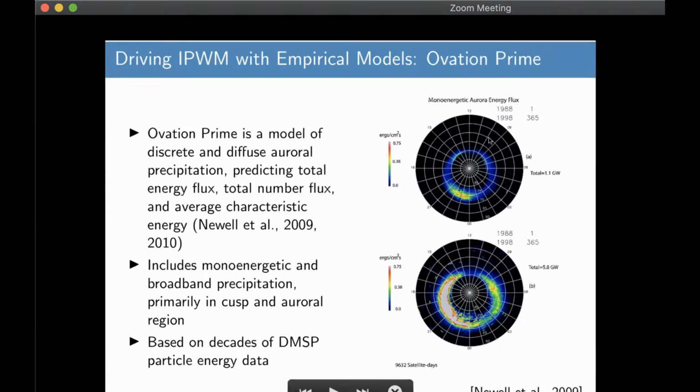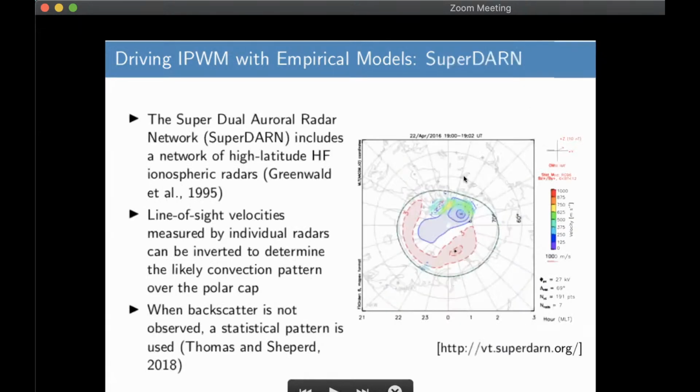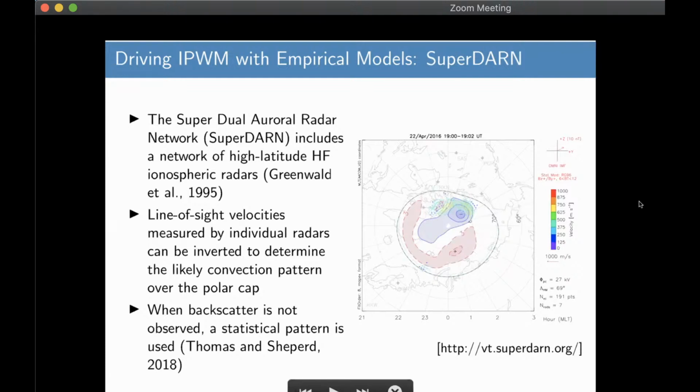So you can see from these example plots that we can get the energy and number flux of precipitating particles in the auroral zone and at high latitudes. For convection, we actually tried 2 different approaches. The first is using SuperDARN convection maps. SuperDARN is a network of high latitude HF ionospheric radars, and line of sight velocities from individual radars can be inverted into a full convection pattern in the polar cap.